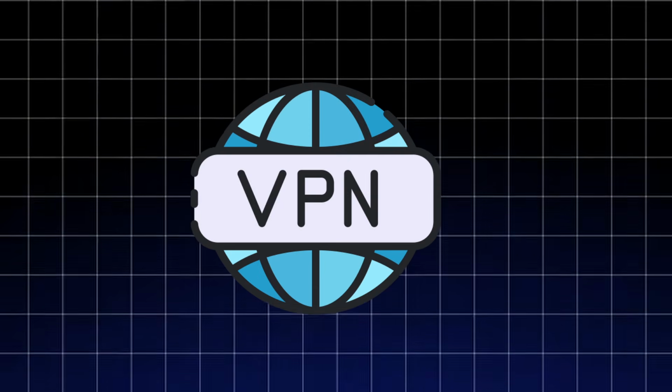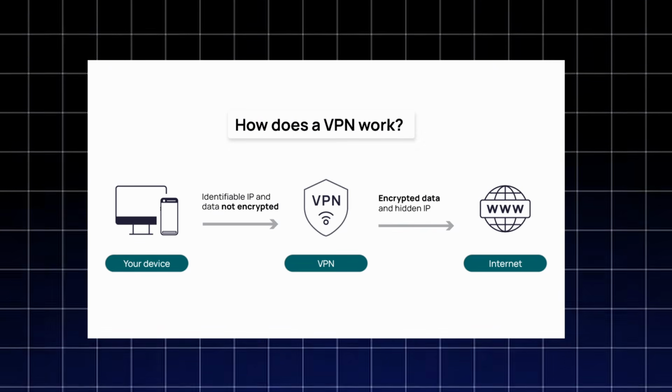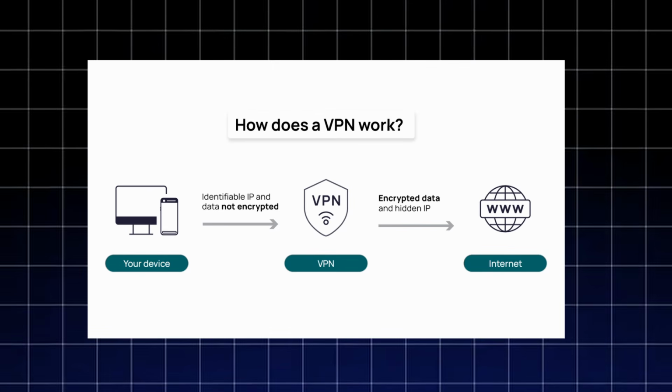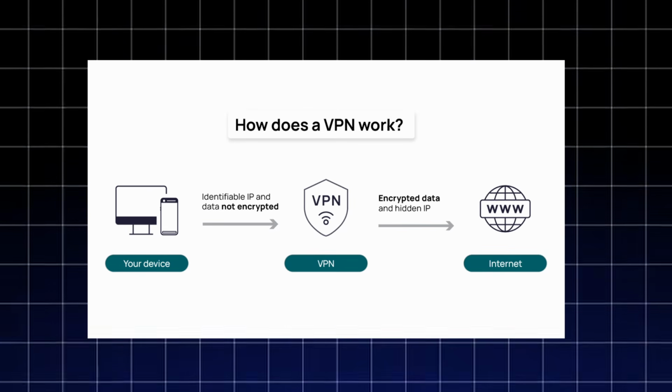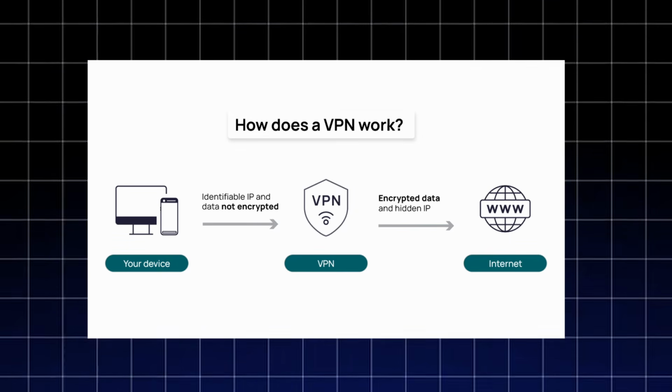A VPN works by routing your internet traffic through a secure server in a different region. Instead of websites seeing your real location, they only see the VPN server's IP address. This helps bypass restrictions, improves connection stability, and keeps your online activity private through encryption.